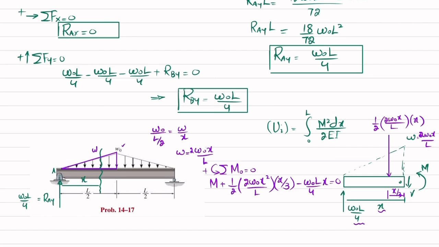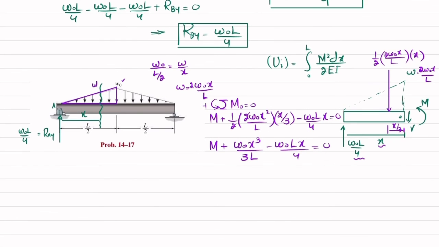Clear? Now we will simplify this. When you simplify, the 2 will cancel, so it will be W naught x cube over 3L, minus W naught Lx over 4 is equal to 0. If you further simplify it, M will be equal to W naught Lx over 4 minus W naught x cube over 3L. And if you take W naught over 12L common, the first term will become 3L square x, clear? And the second term will become minus 4x cube.